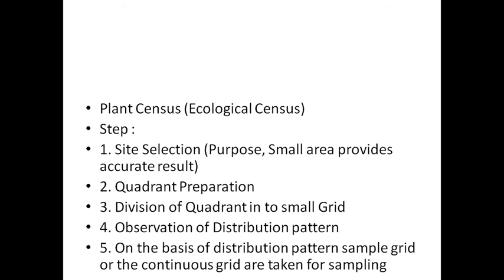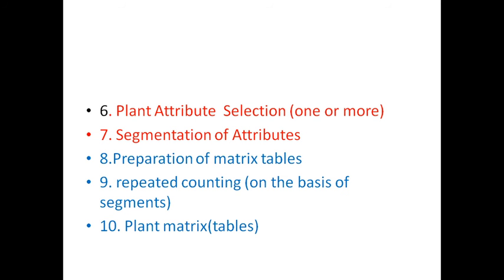First is site selection. Small size provides more precise results. Quadrant preparation, division of the quadrant into small grids. Then observe the area. After observation, take a decision. The student has to decide whether he or she will go for the continuous grading system or the random sampling method. And then the student has to fit the criteria and segment the attributes on the basis of the selected attributes. Preparation of tables.